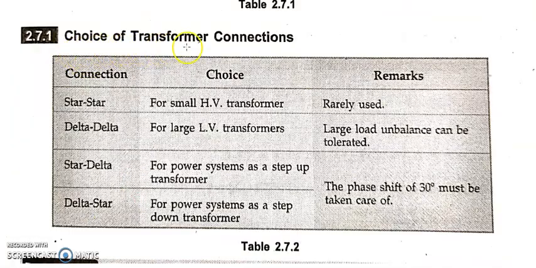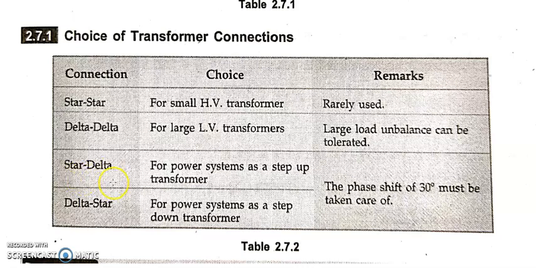Now coming to the choice of transformer connections. Star connection, I told you, suffers from unbalanced load problems, so it is not able to supply unbalanced load. It is usually used for small high voltage transformers wherever balanced load is there. The second one is delta connection. It is usually used for large low voltage transformers, so wherever large load unbalance is there, you can make use of it. But the problem is it has no neutral, so you can't use any single phase load here.